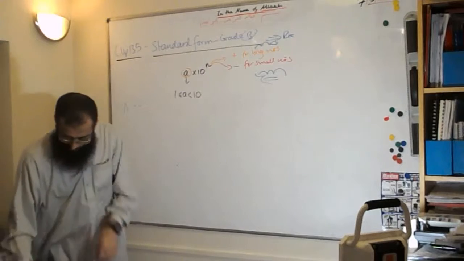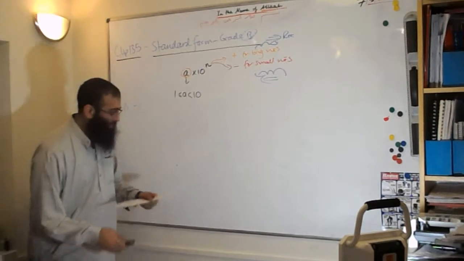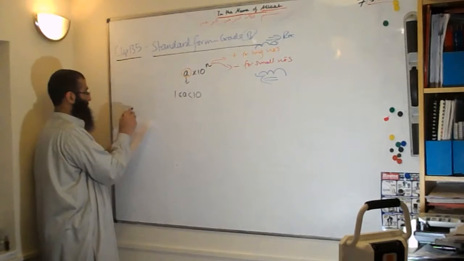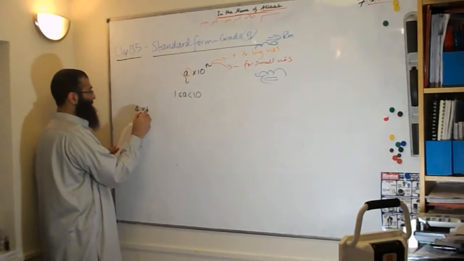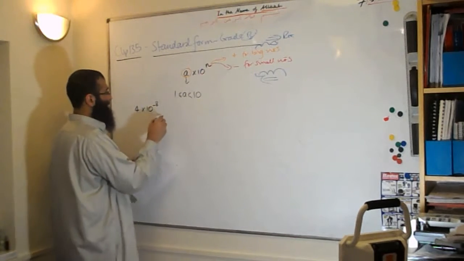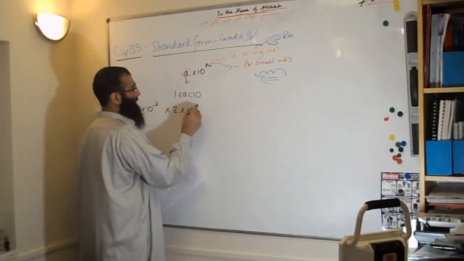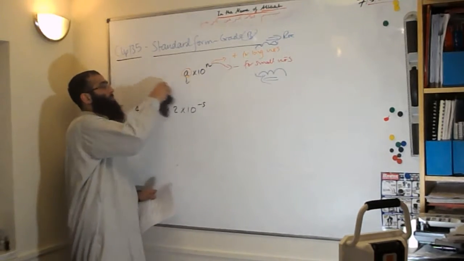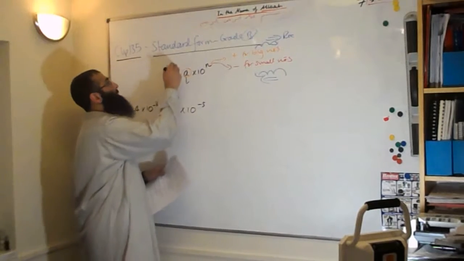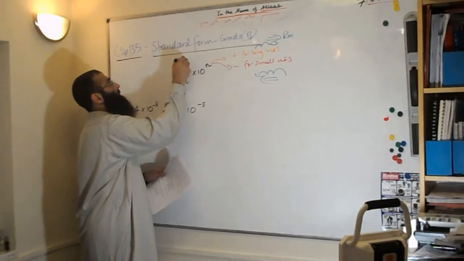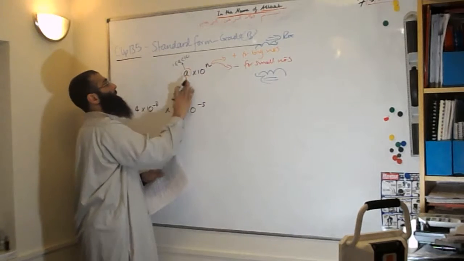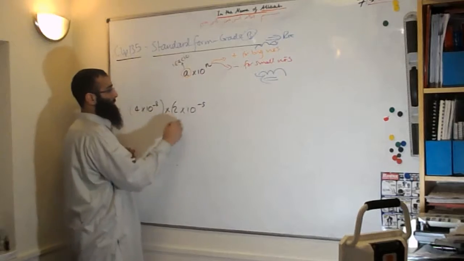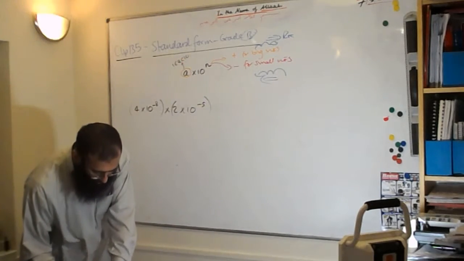Okay. Now what I want you to do now is calculations involving standard form. Okay, here we go. So we got 4 times by 10 to the power of minus 8 times by 2 times by 10 to the power of minus 5. That's how the question is originally written.